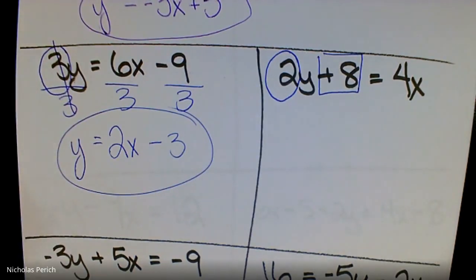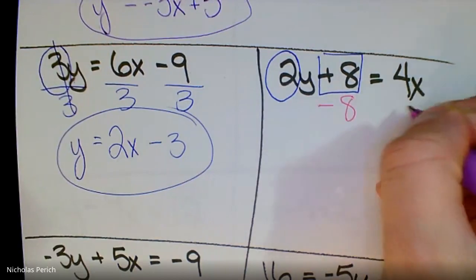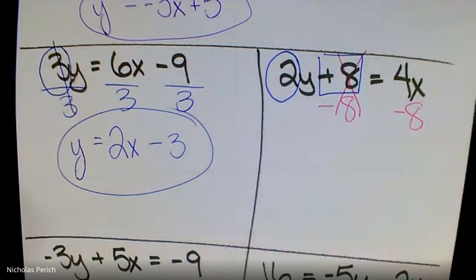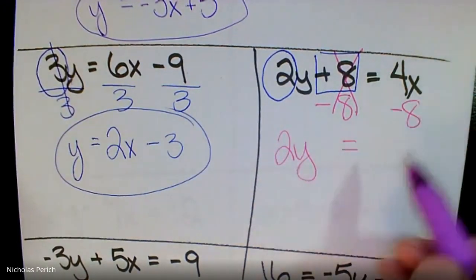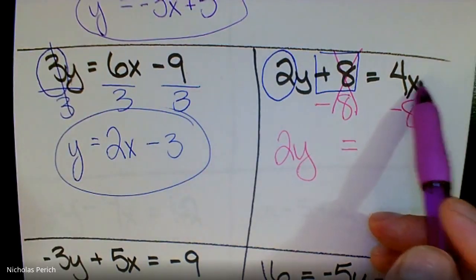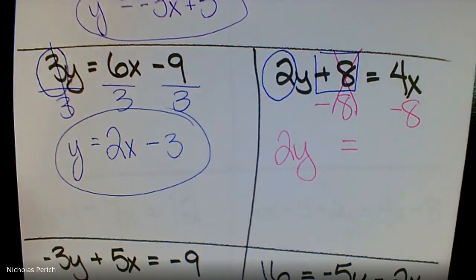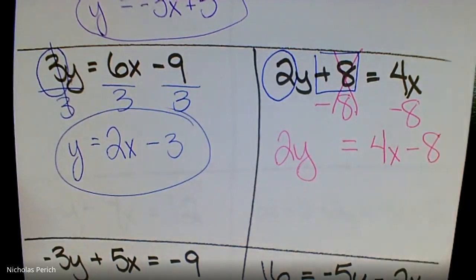And I have to decide which one I get rid of first. Should I get rid of the 2 or should I get rid of the 8 first? The 8. Hooray for David. Minus 8, minus 8. Cross out the 8s. Drop down the 2y. Drop down the equal sign. Do 4x and minus 8 combine? No, because one has a variable and the other one doesn't. So I'm going to write out 4x minus 8 because they don't combine.